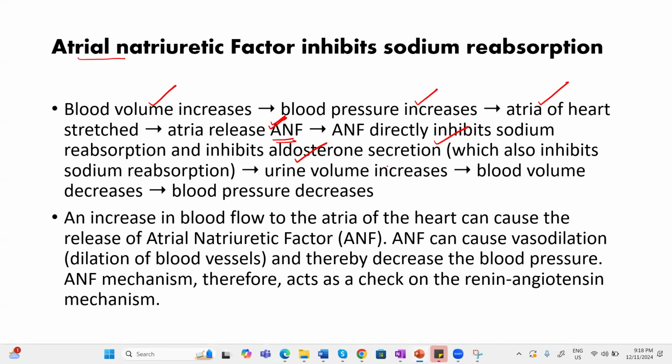Is it clear? So you can say it is working antagonistic to the RAS system. And it will cause vasodilation and thereby decrease the blood pressure. Or you can say it is working as a check so that the renin angiotensin system should not work for long.